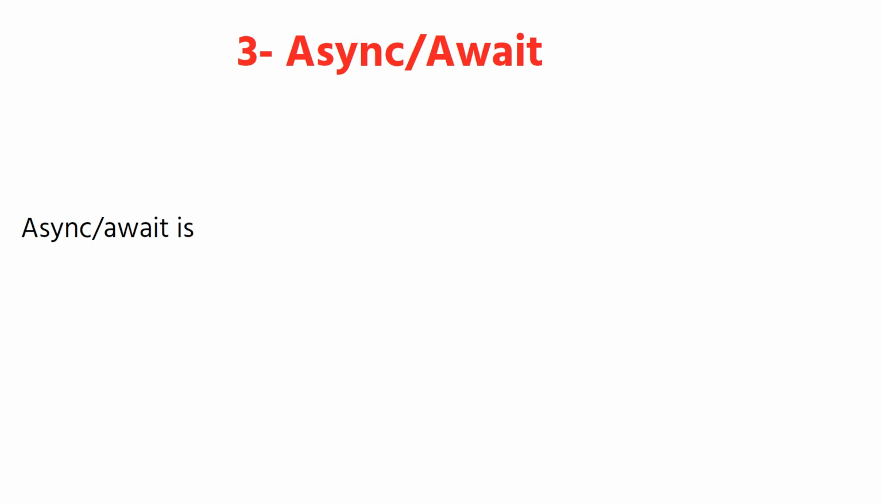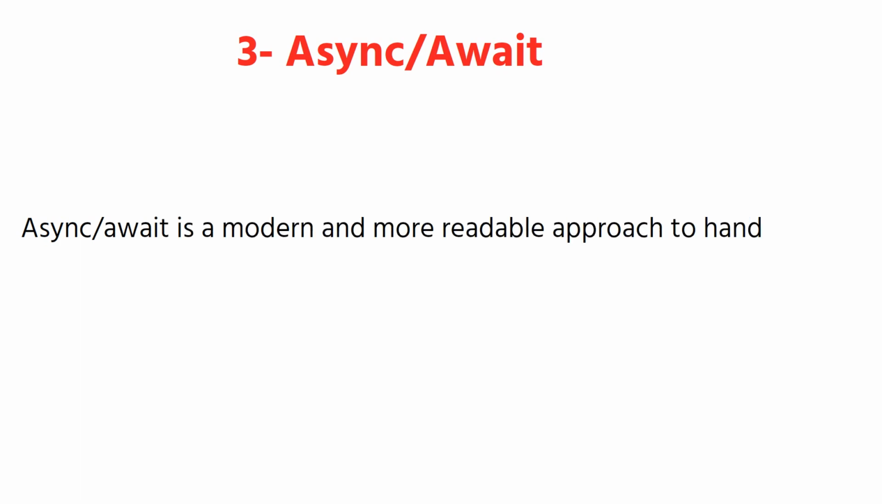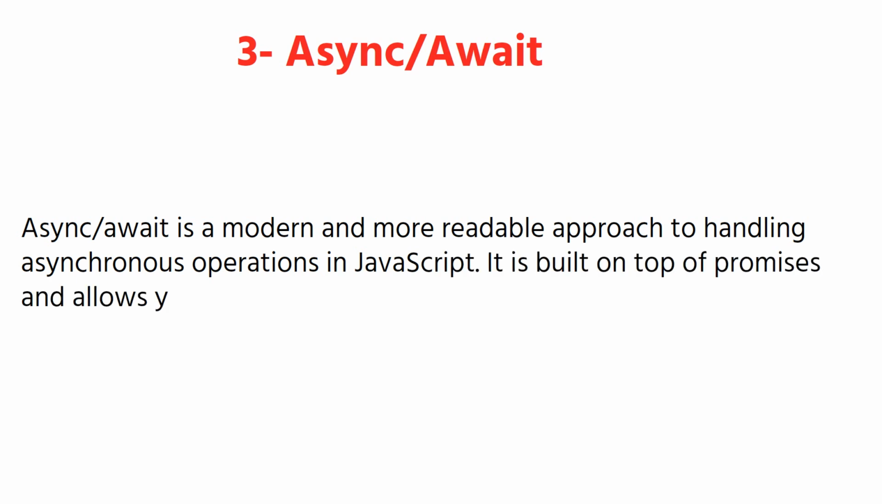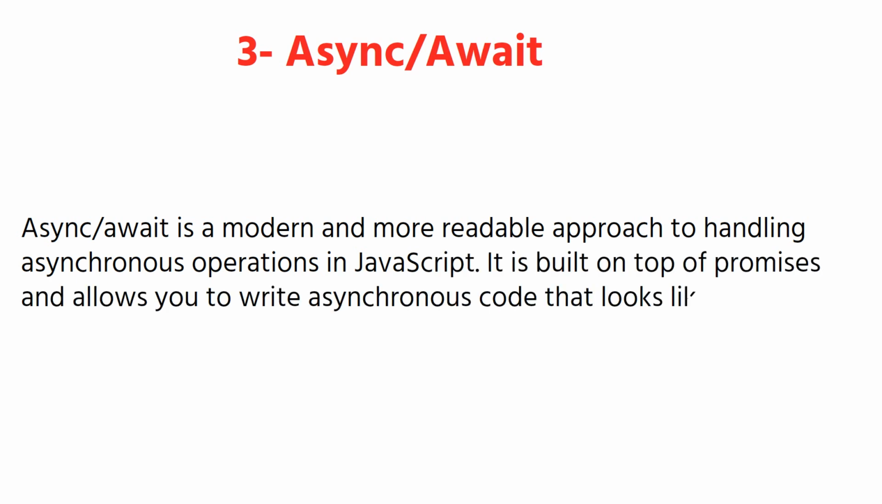Async/await. Async/await is a modern and more readable approach to handling asynchronous operations in JavaScript. It is built on top of promises and allows you to write asynchronous code that looks like synchronous code.